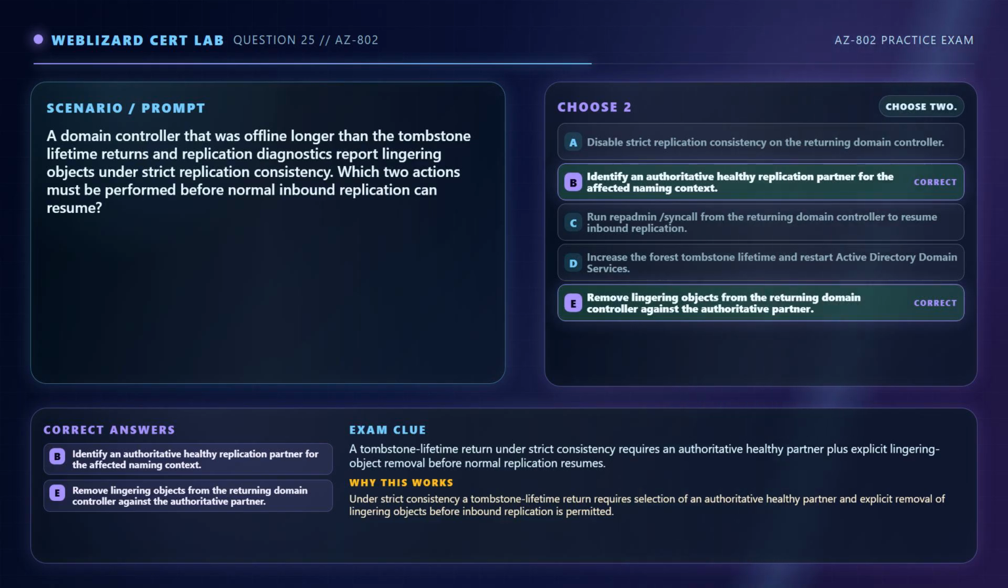Under strict consistency, a tombstone lifetime return requires selection of an authoritative healthy partner and explicit removal of lingering objects before inbound replication is permitted. A tombstone lifetime return under strict consistency requires an authoritative healthy partner plus explicit lingering object removal before normal replication resumes.